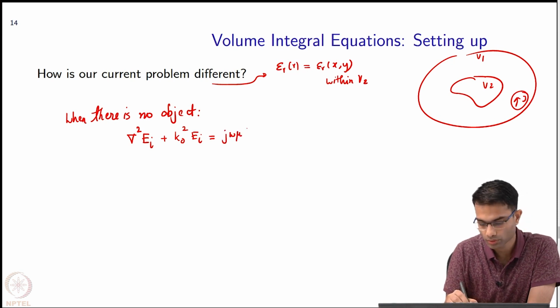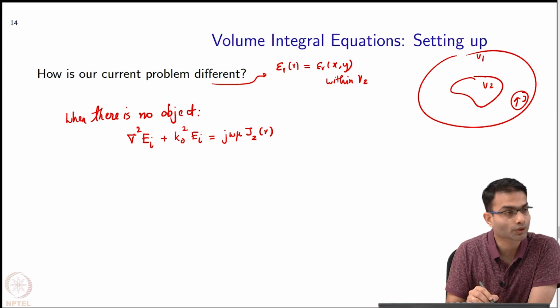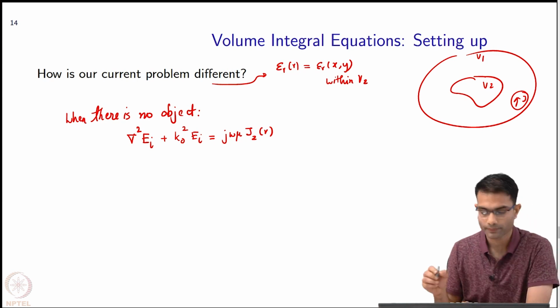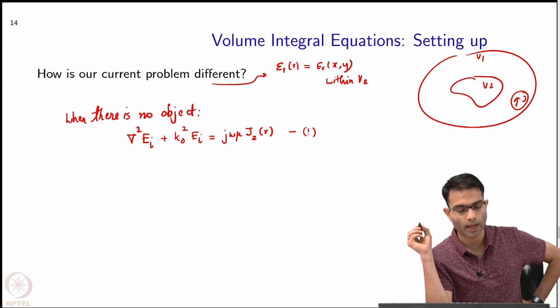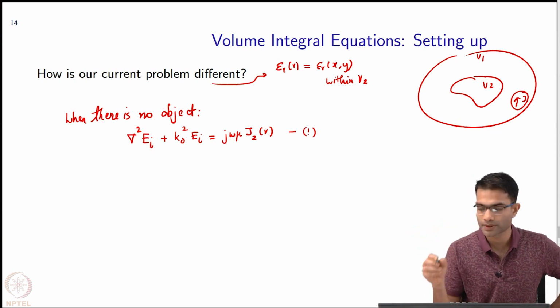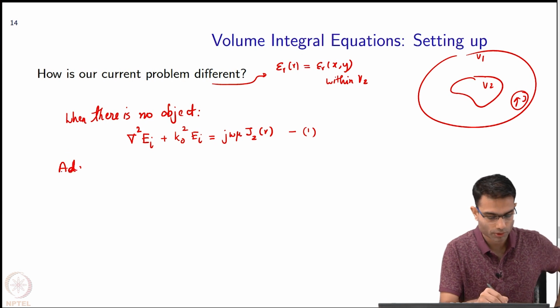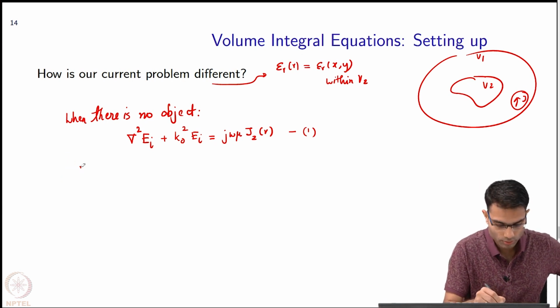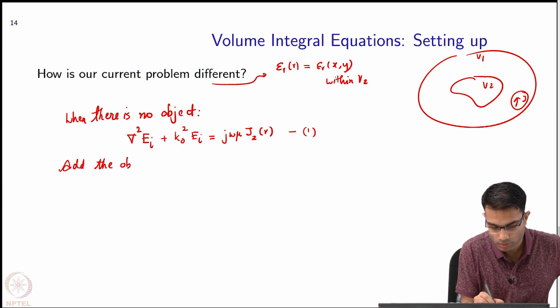is equal to j omega mu J_z of r. Okay. This E_I is also a function of r, I am just not writing it over here. So this is our equation in the absence of the object. Now when I add the object, in this case it is V2.